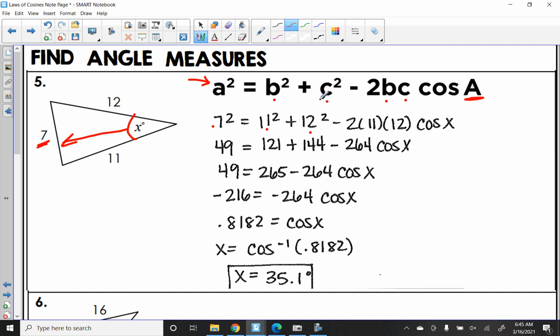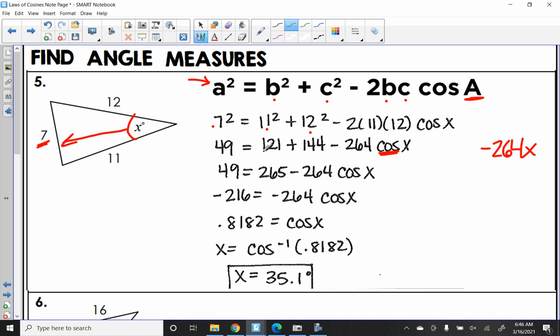Okay, so got my a squared, 49. 11 squared is 121, 144. There's no typo there. Minus 2 times 11 times 12 is 264. So what I'm doing is I'm basically treating this as a variable. So I'm kind of solving it as if it says x, ignoring the cosine as I solve my equation.